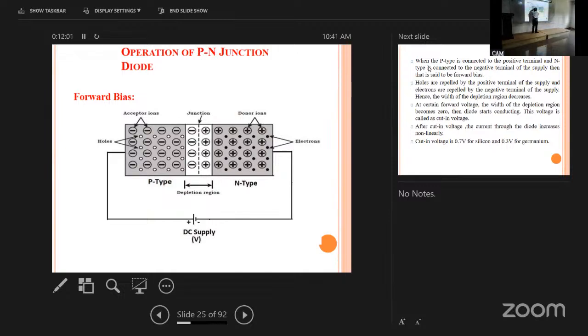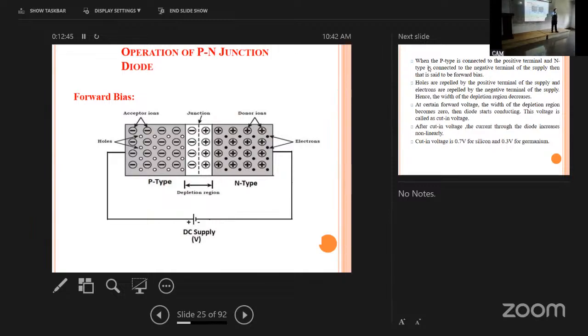Holes are moving like this, electrons are moving like this, P to N and N to P. So there is a continuity of supply. Holes are jumping from P to N type, and because like poles repel, electrons are also moving like this. So there is a continuity of supply from positive to negative. This is known as forward bias.